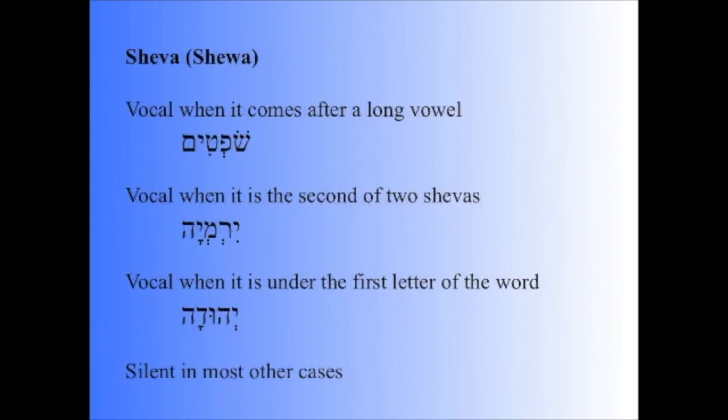Also, just to remind ourselves of the function of the shva, the shva is vocal when it comes after a long vowel. So, for example, here you have a cholam, and so this shva is vocal, shofatim. When you have two shvas together, the second one is vocal, the first one is silent. And the shva is vocal under the first consonant of a word, and it is silent in most other cases.